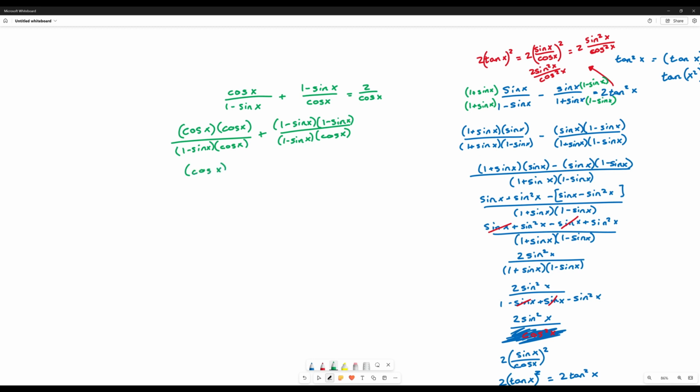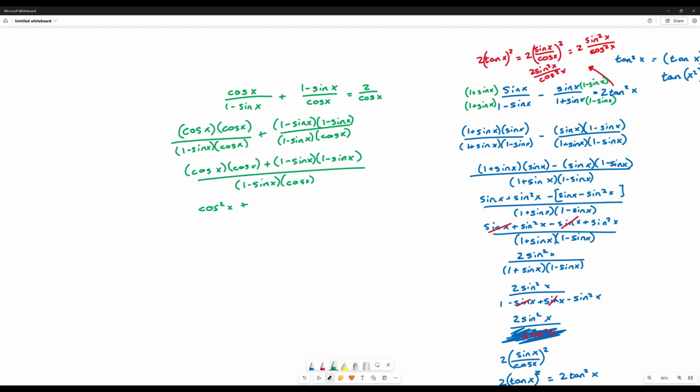The green is starting to mess with my eyes, I feel like. That's a good sign. 1 minus sine x. All of that is over 1 minus sine x. Again, I'm not going to multiply out the denominator just yet. I was going to say I feel like we need to, but we won't. Cos by cos is cos squared.